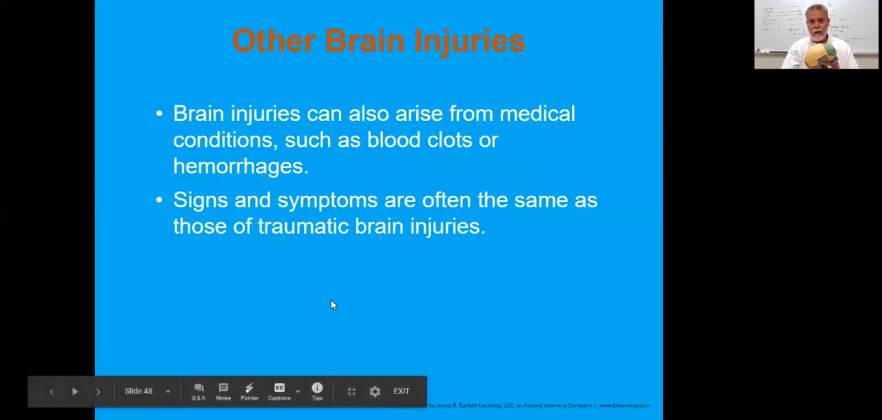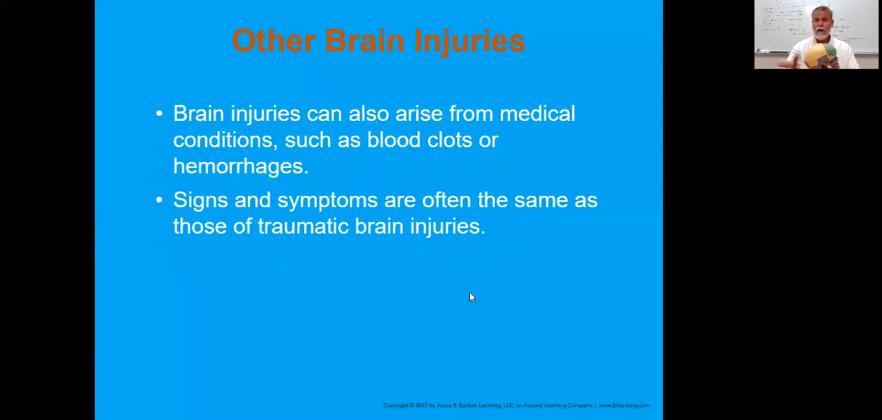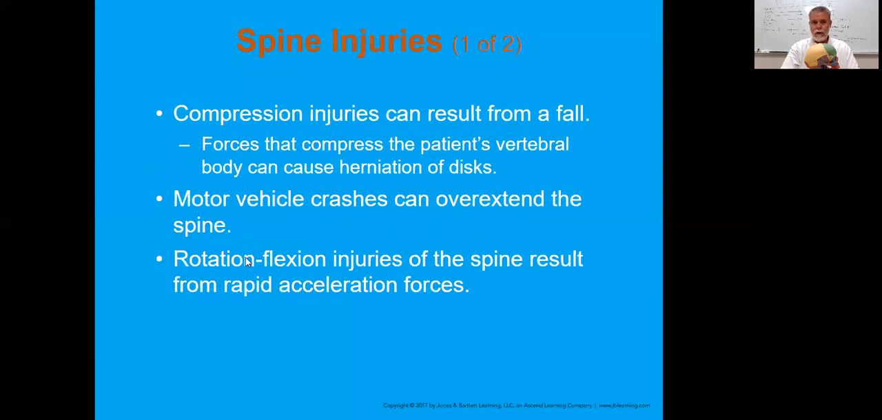The other brain injuries, again, can be medical conditions, clots or hemorrhage. What's another way to say that? Strokes. Hemorrhagic strokes versus ischemic strokes. Those are usually clots that prohibit the brain from getting all of its oxygen. And in a hemorrhagic stroke, some type of vessel has burst, and now there's too much blood in that area. But they can look a lot like someone who suffered a traumatic brain injury.